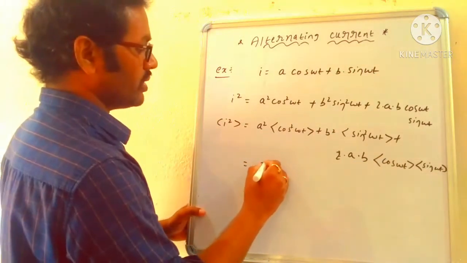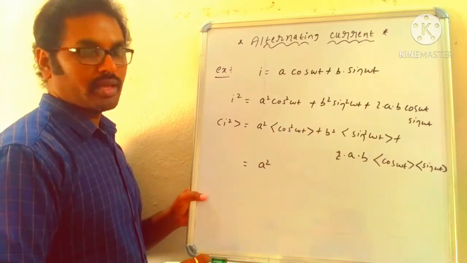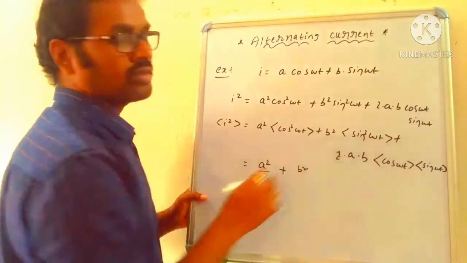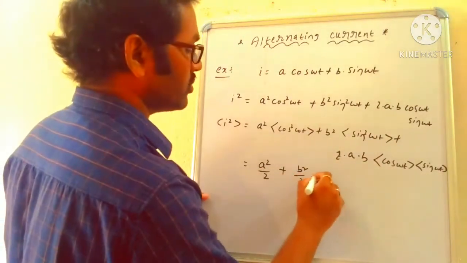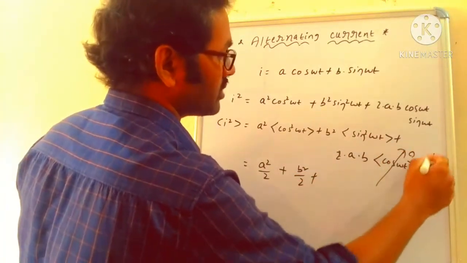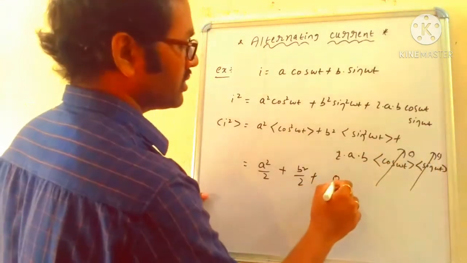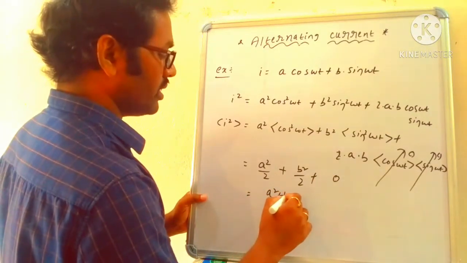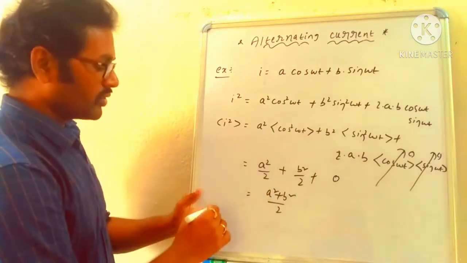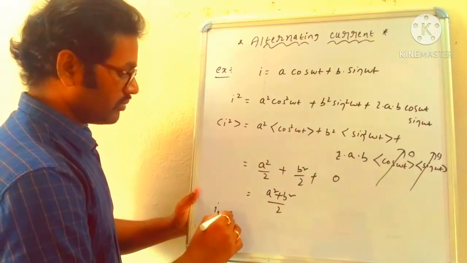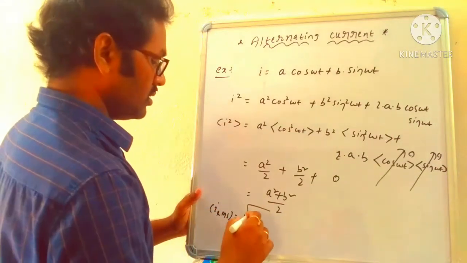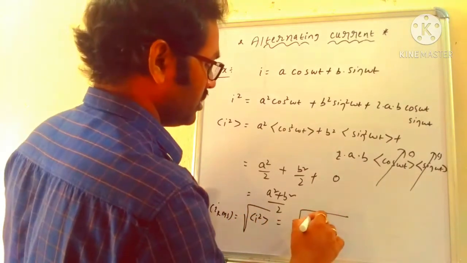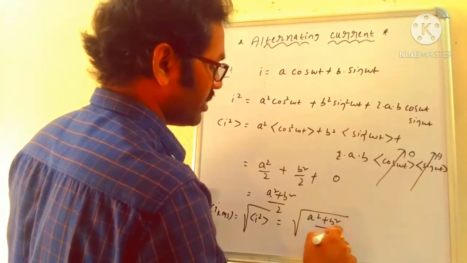That is equal to a square times the mean of cos square omega t, which is 1 by 2, so a square by 2, plus b square, again the mean of sin square omega t is 1 by 2, so b square by 2. And the mean of the cross term is 0, so even the third term is 0. That is equal to a square plus b square divided by 2. If you take the RMS value, it is under root a square plus b square divided by 2.